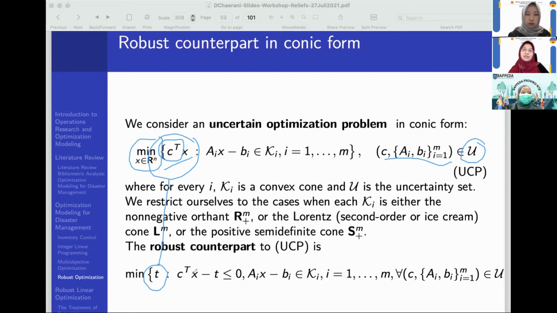Jadi C transpose X lebih kecil sama dengan T. Sehingga kondisi bahwa C transpose X lebih kecil sama dengan T ini kita masukkan ke dalam kendala. Sementara kendala yang lain tetap disertakan, dan nilai C ini tetap ada pada ketidaktentuan. Jadi filosofi dari robust optimisasi di luar kerumitan matematikanya adalah saya ingin selalu membuat masalah saya bebas dari ketidaktentuan, utamanya dari fungsi tujuan.